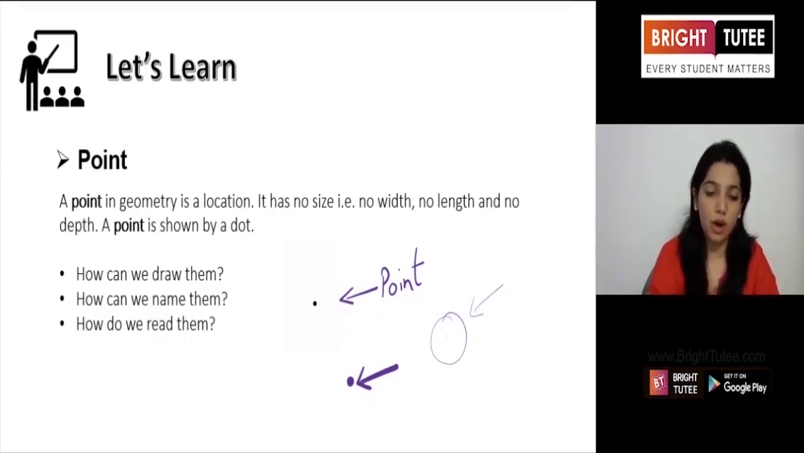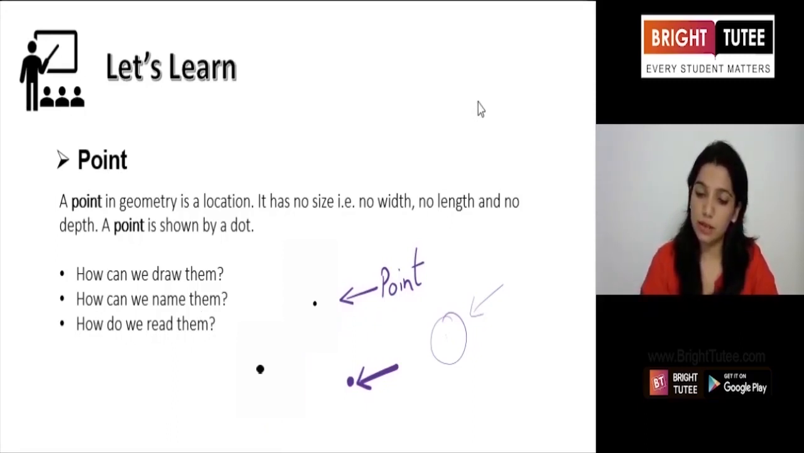Okay, so how can we draw a point? This is how we can draw a point. Simply with a sharp tip, we place the pen, and whatever image you can see here, this is a point.